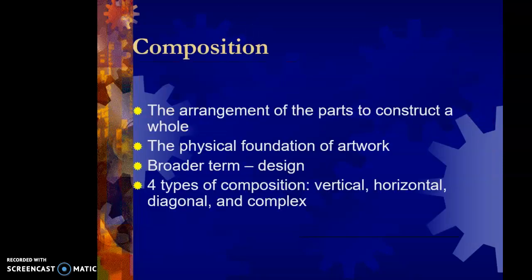Now, composition. This is the arrangement of the parts to construct a whole. This is the physical foundation of an artwork. Normally, we can talk about it and say it's design or it's composition. Now, there are four types of composition: vertical, horizontal, diagonal, and complex.